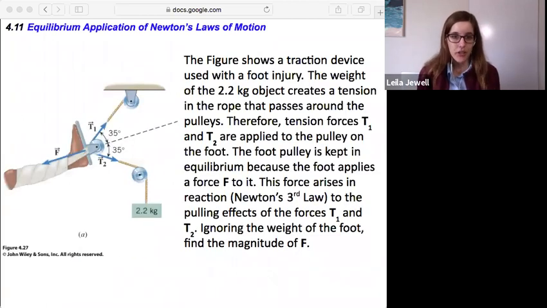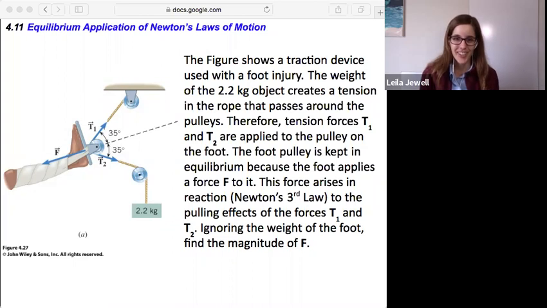So here the figure shows a traction device used with a foot injury. The weight of the 2.2 kilogram object creates tension in the rope that passes around the pulleys. Therefore, tension forces T1 and T2 are applied to the pulley on the foot. The foot pulley is kept in equilibrium because the foot applies a force F to it. This force arises in reaction, Newton's third law, to the pulling effects of the forces T1 and T2. Ignoring the weight of the foot, find the magnitude of F.